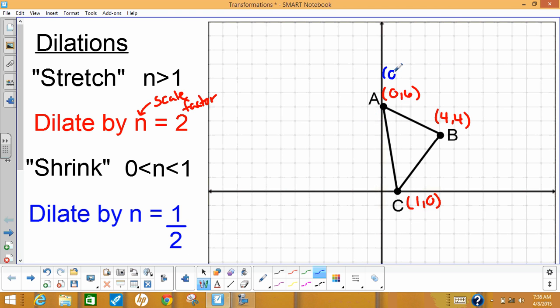So this becomes 0, 3, 2, 2, and 1/2, 0. We can graph 1/2, 0, just got to estimate a little bit. So 1/2, 0 is going to be somewhere there. There's C prime. Then we've got 2, 2. There's B prime. And 0, 3 gives us A prime. And we have our new triangle that we shrunk by a scale factor of 1/2. So this triangle is half the size of the original.